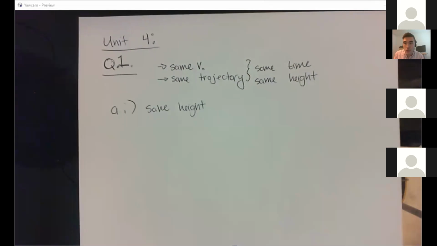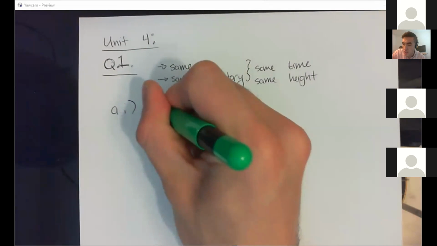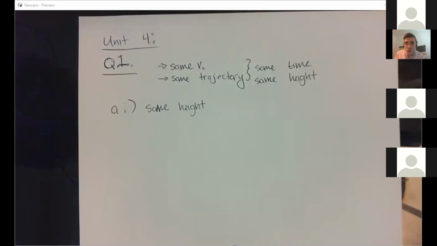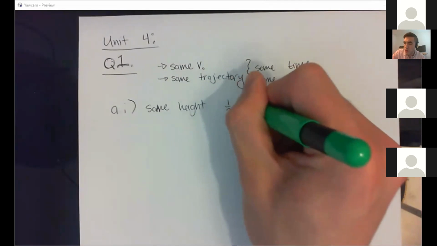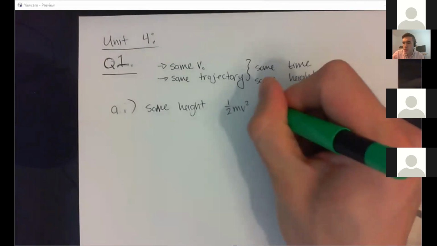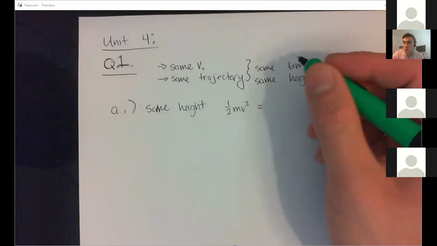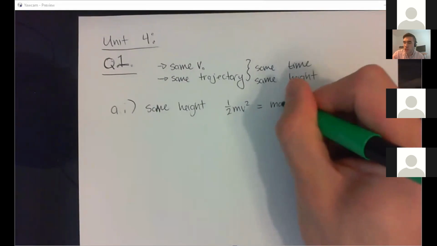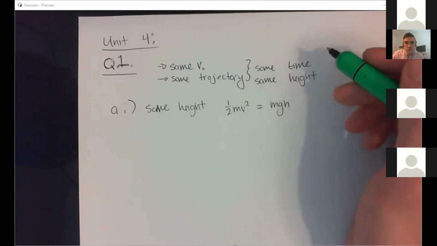You could say that projectile motion is independent of mass. But the easiest way to do it, I think, is to do it with conservation of energy. When it leaves the ground, we have 1/2 mv squared of kinetic energy. And when it reaches the maximum height, all of this kinetic energy becomes what kind of energy? Potential energy, mgh.